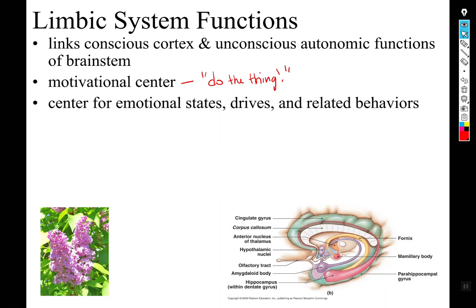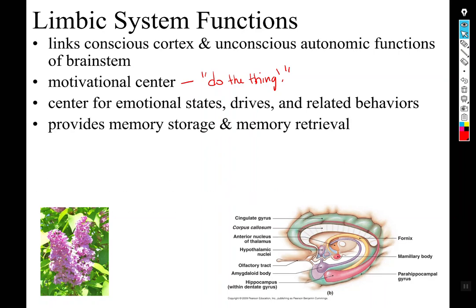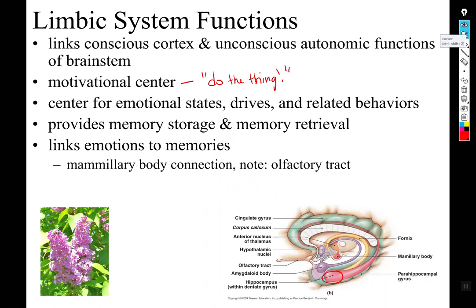It's also the center for emotional states, drives, and related behaviors. For example, the amygdala is strongly involved in aversive behaviors and emotions like fear and anger. Via the hippocampus, it also provides memory storage and memory retrieval. And it links emotions to memories as well.